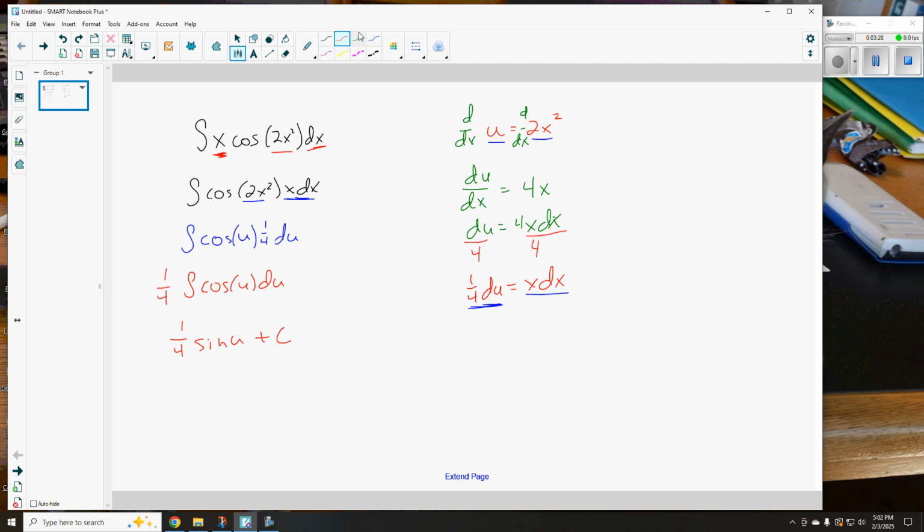And then my final step is to take my u again and resubstitute it, hence the name u substitution, and I get 1/4 sine 2x squared plus c. And that's my answer.